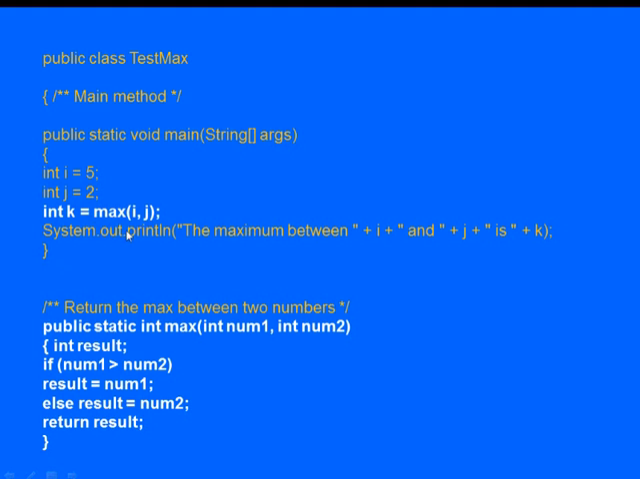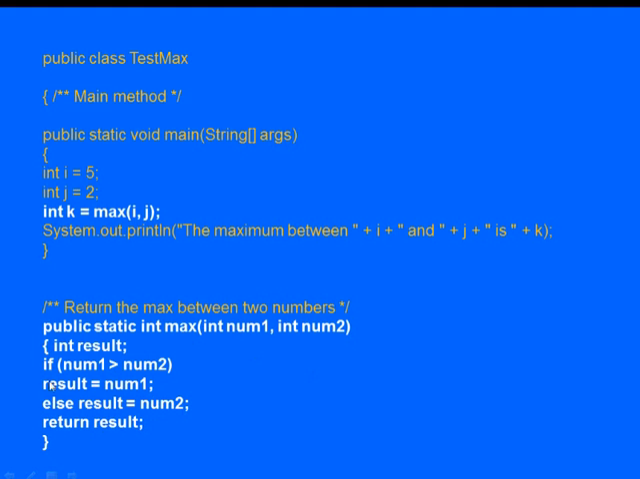So what the machine will do is transfer the control to the definition part of the method. i equals 5, so the value of i will be assigned to num1, meaning num1 equals 5 now, and j is 2, so the value of j will be copied to num2, meaning num1 equals 5 and num2 equals 2. So it shall check whether num1 is greater than num2. Obviously in this example the value of num1 is bigger than that of num2, so result equals num1, meaning it will return the result 5.